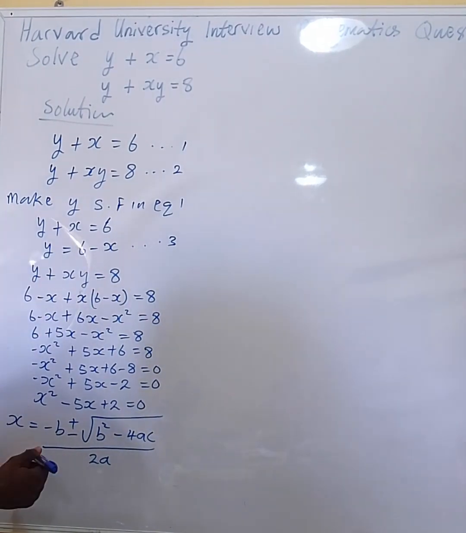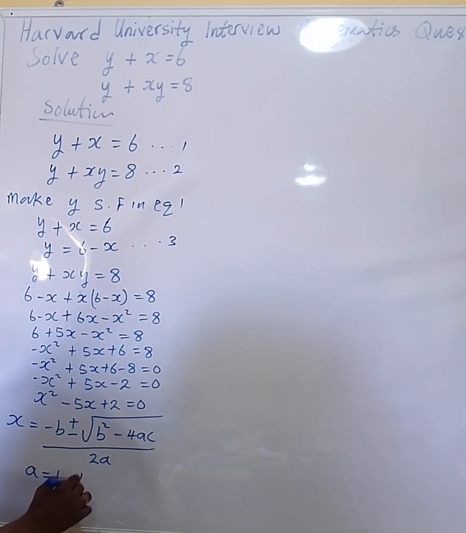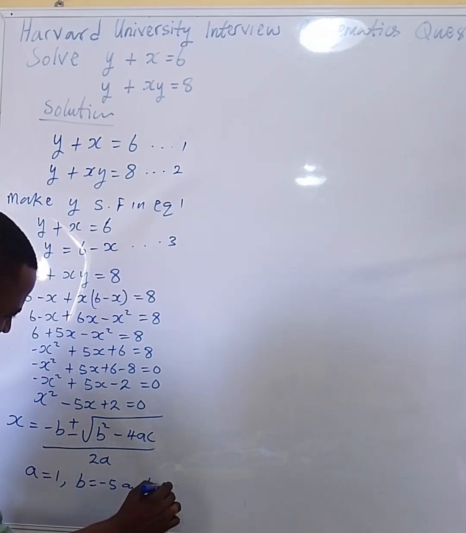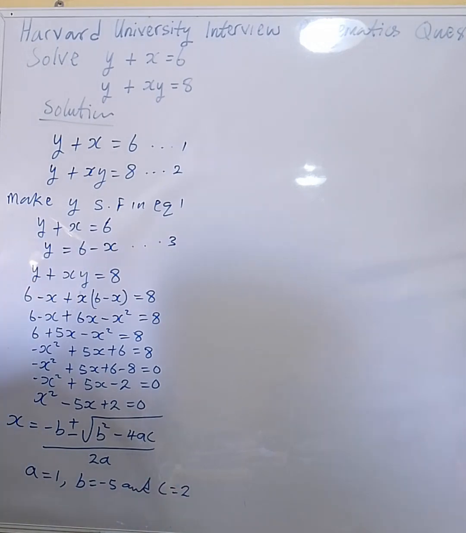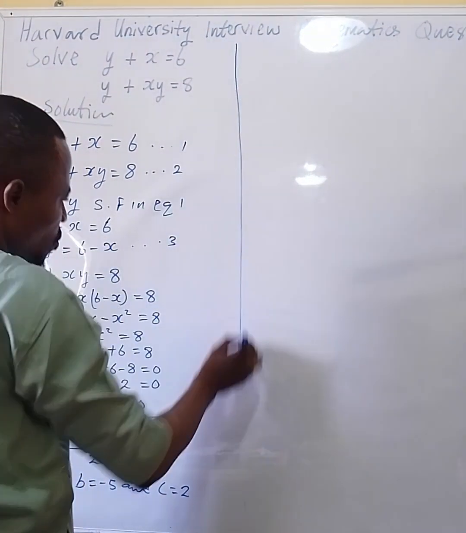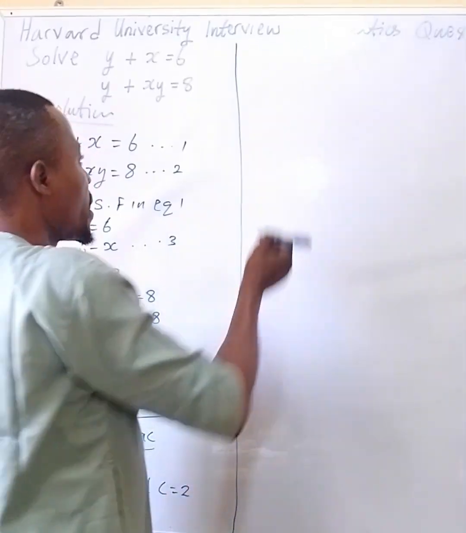So our a is the coefficient of x squared. What is the coefficient of x squared here? Which means a equals 1, b equals minus 5, and c equals 2. As we have c equals 2, from there you substitute everything into the formula. As you know, we have the formula to be what?